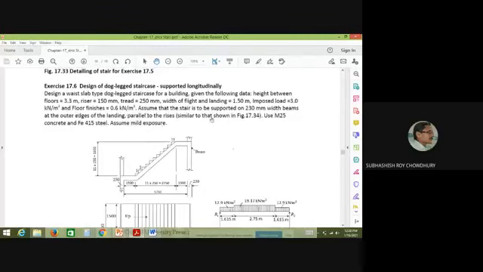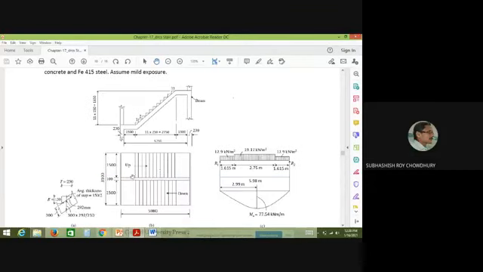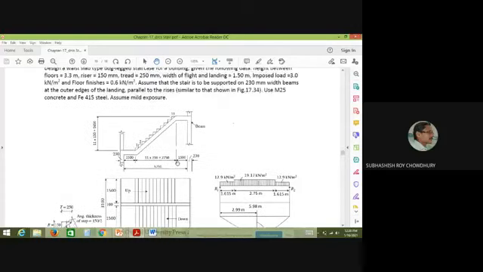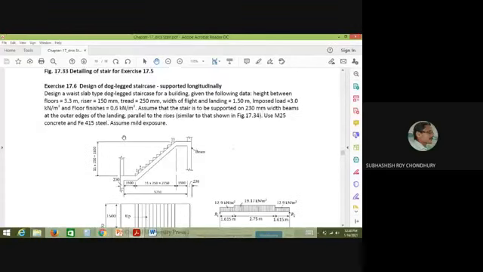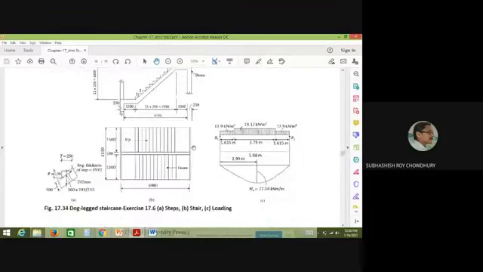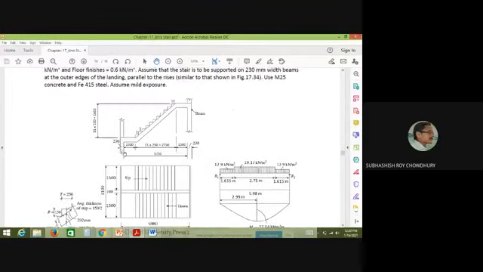Floor finish is given. Assume the stair is to be supported over 230 millimeter width beams at the outer edge of the landing. That means there will be a beam along this line, and a beam along this line. So at the outer edge of the landing there will be beams, parallel to the risers. I think it is the most important and most commonly used one, that's why I'm telling this. So there will be a beam here, there will be a beam here, so it will be supported in this way.